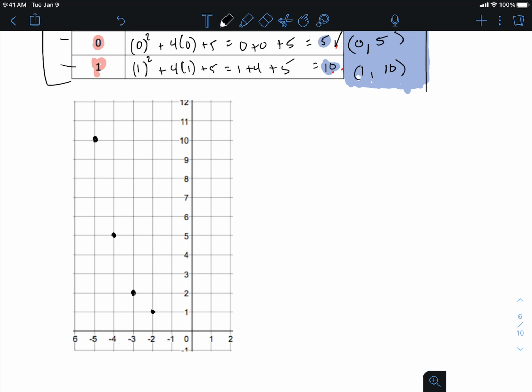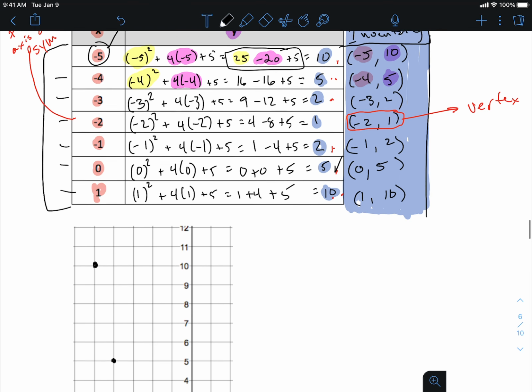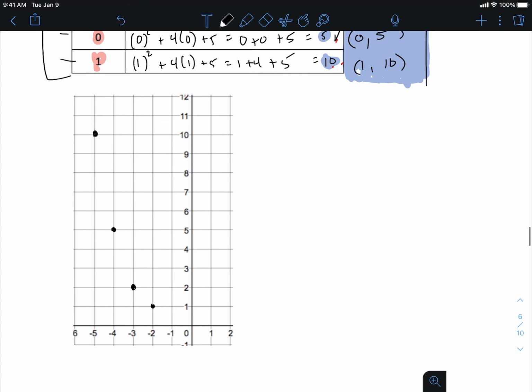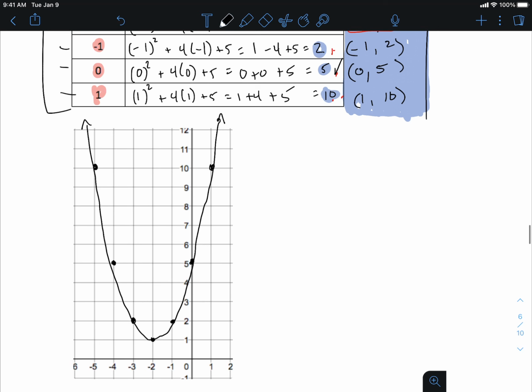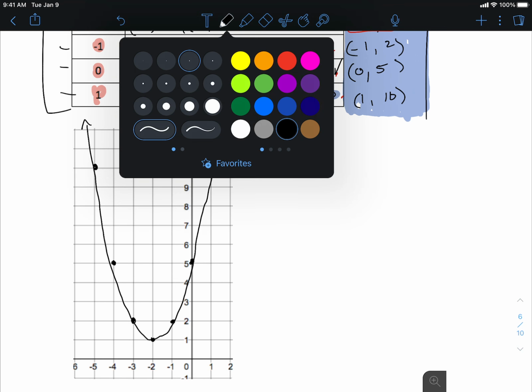Now, just plot the rest of the points. -1 and 2. 0 and 5. 1 and 10. Connect them. That's all I'm asking you guys to do. Where's the vertex? Right here.